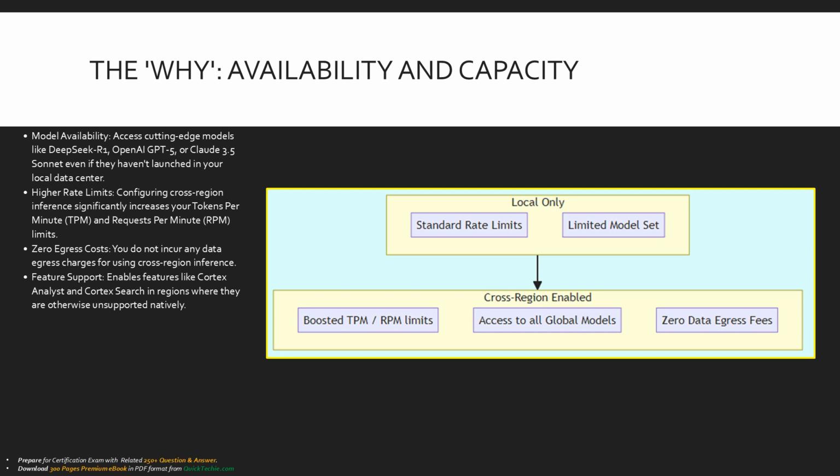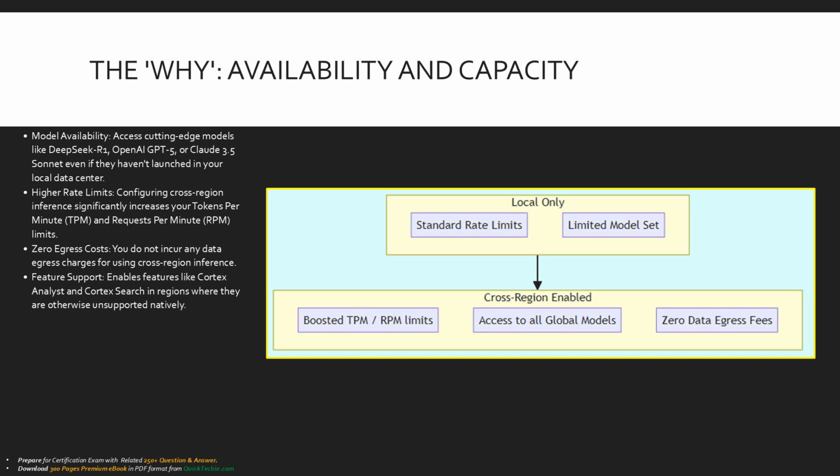The second major benefit is capacity scaling. Snowflake explicitly grants much higher rate limits when cross-region inference is enabled. For example, your tokens per minute, TPM, and requests per minute, RPM, limits can double for heavy workloads, preventing throttling during peak usage. Most impressively, Snowflake absorbs the networking overhead. You do not incur any data egress charges for cross-region AI requests. Finally, it unlocks higher-level services like Cortex Analyst and Cortex Search in regions that currently only support them via this cross-region architecture.